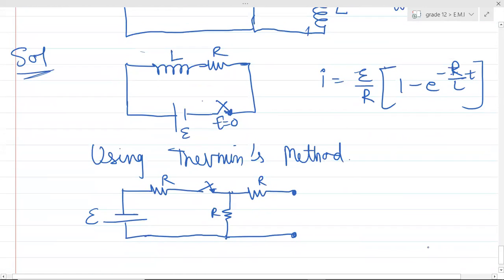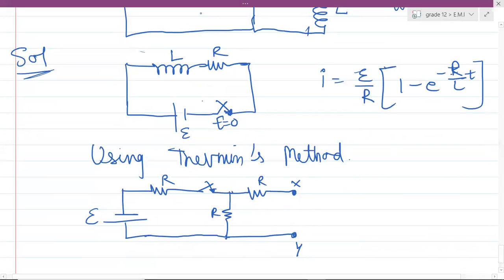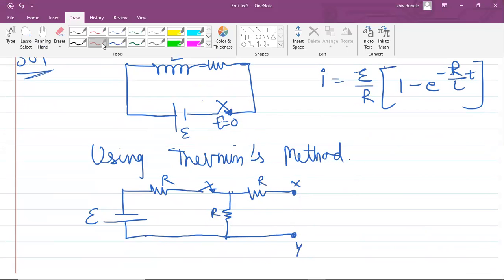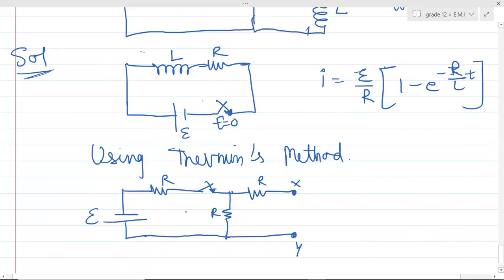Let us say the inductor is connected across X and Y. When I remove the inductor, is there any current flowing in the circuit? In this R, no current will flow, but through these two R there will be current.